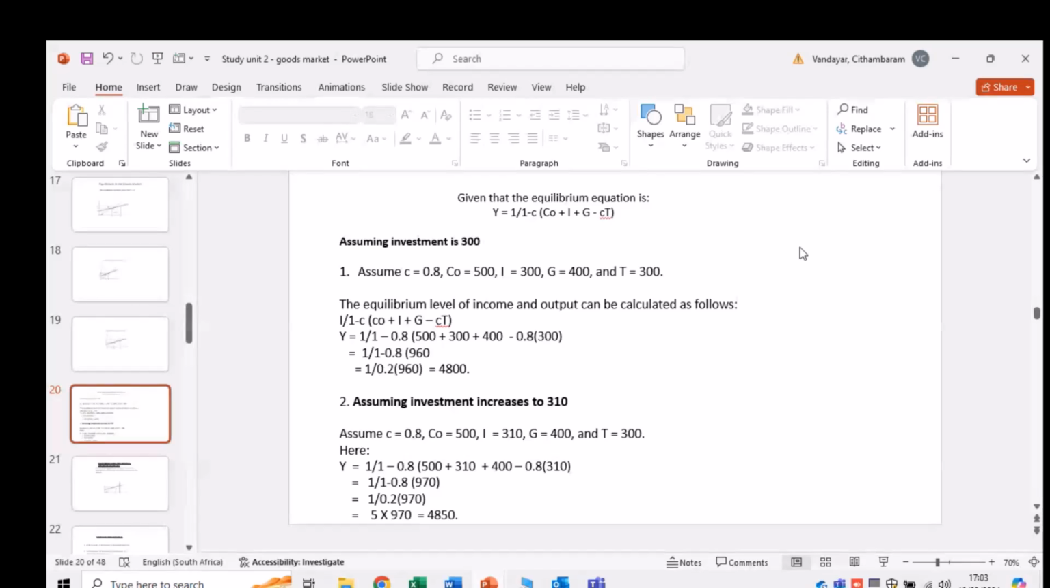So you're given, assuming your investment is 300. Right, investment is 300. Right, you got your C is 0.8. Your autonomous consumption is 500. Your investment is 300. Government spending is 400, and your taxes is 300. Right, to determine the equilibrium level of income and output, let me just put this on the big screen.